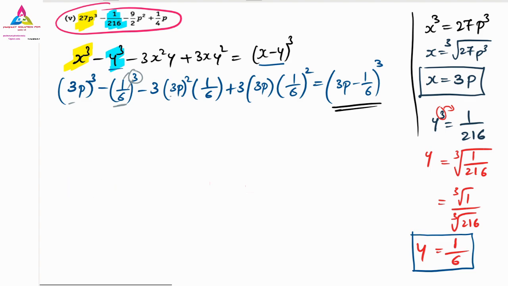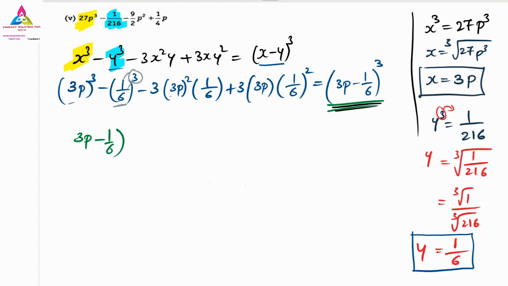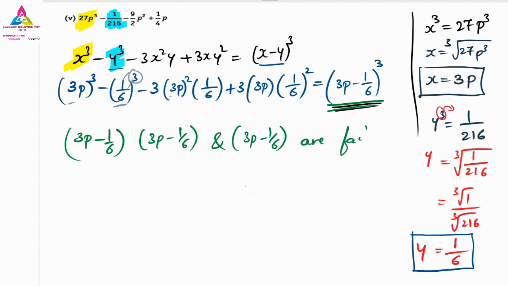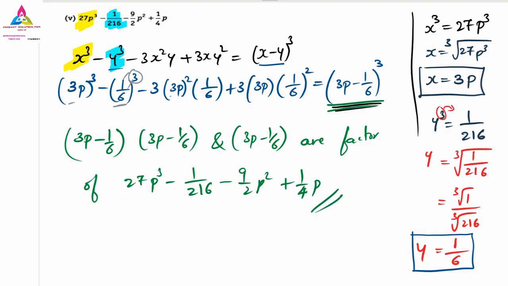The answer is only this much, and it is simple. It is not difficult. So lastly I would write 3p, this is the answer. 3p minus 1 by 6 and 3p minus 1 by 6 are factors of 27p cube minus 1 divided by 216 minus 9 by 2 p square plus 1 by 4p. That is our final answer.